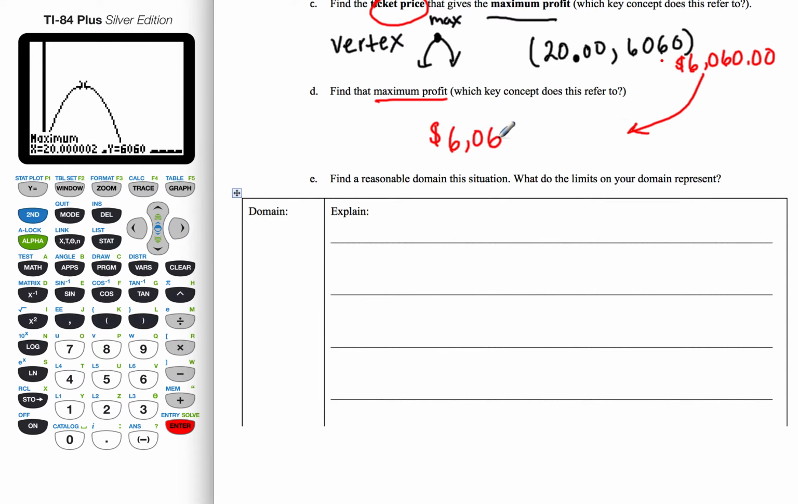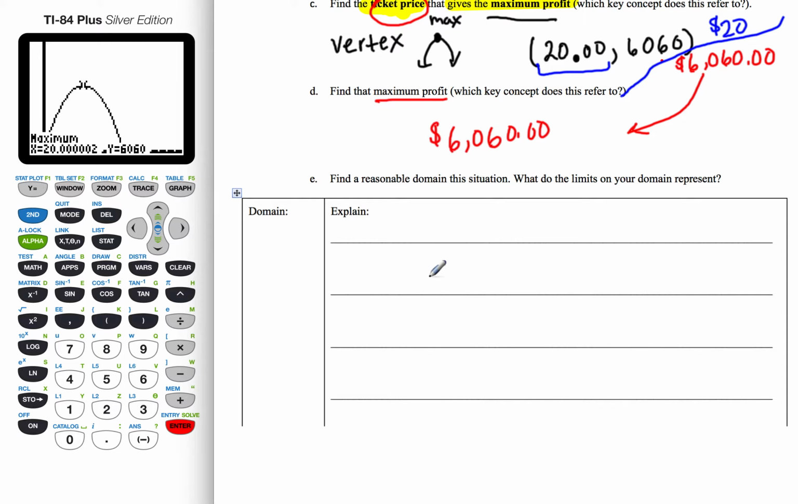It asks us to find on part A the ticket price. So I wasn't reading carefully. Ticket price that gives the maximum profit. Well, the ticket price that gives the maximum profit is right here. So it is $20.